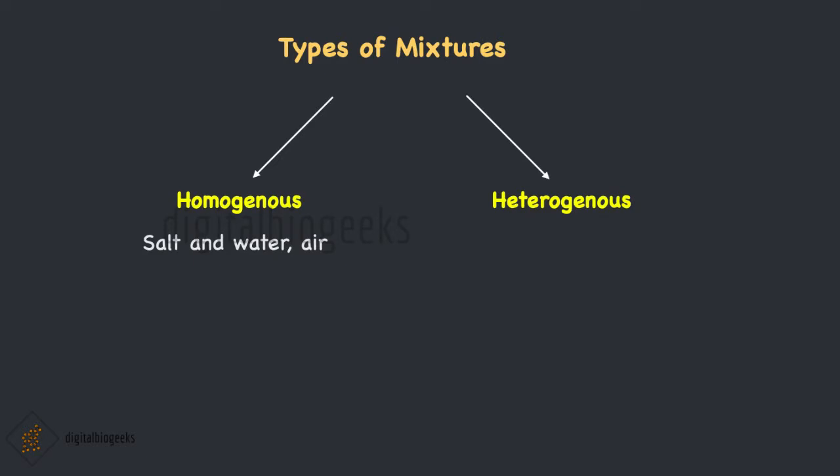Another example is air. We know that air contains a number of gases like nitrogen, oxygen, carbon dioxide, etc. But we cannot see these gases separately in air. They are mixed well with each other. That is why air is a homogeneous mixture. So, if the components of a mixture are uniformly distributed, it is called a homogeneous mixture.